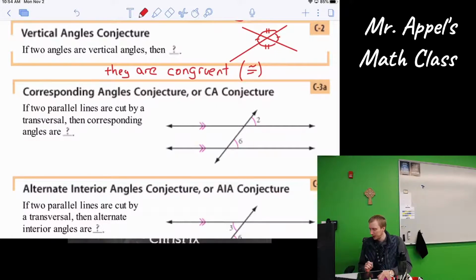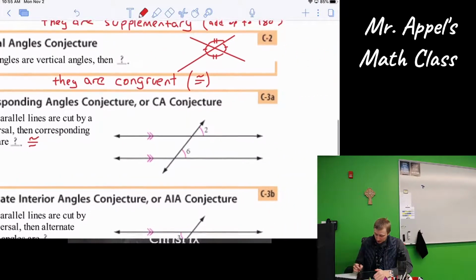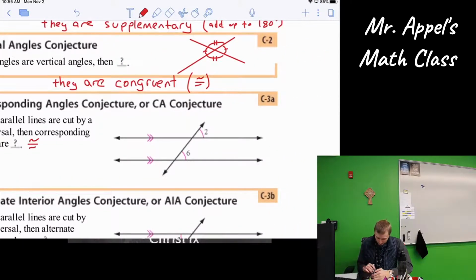Got one guess already in. There's 2. Yeah, very good so far. Congruent. They are congruent. Absolutely. Corresponding angles in parallel lines. Let me take this moment to tell you, only if they are parallel lines.